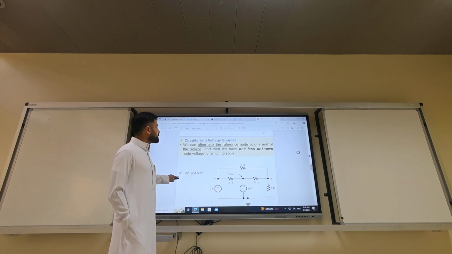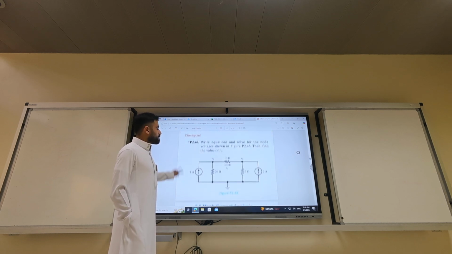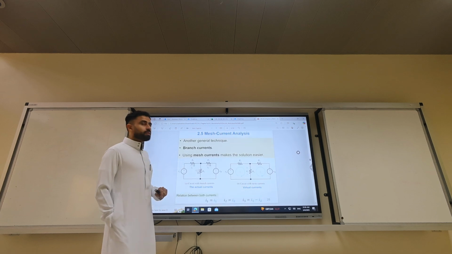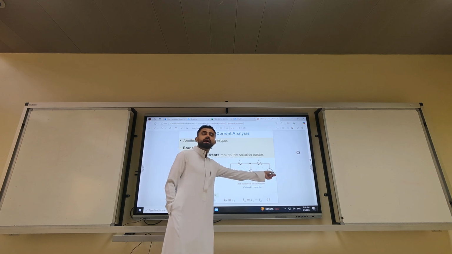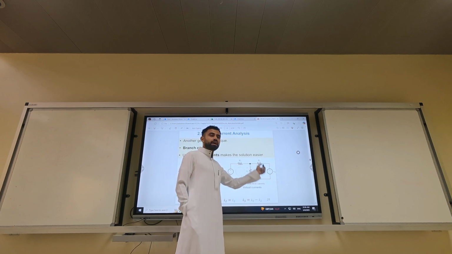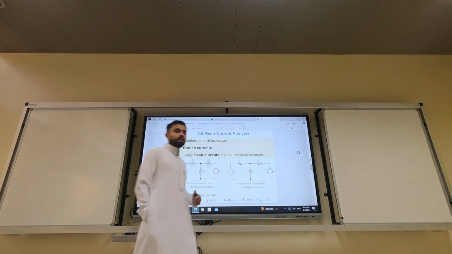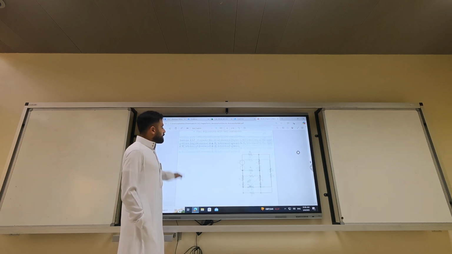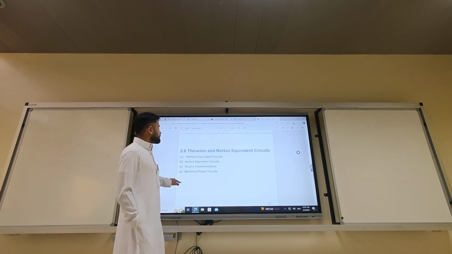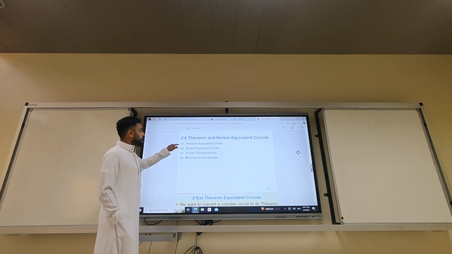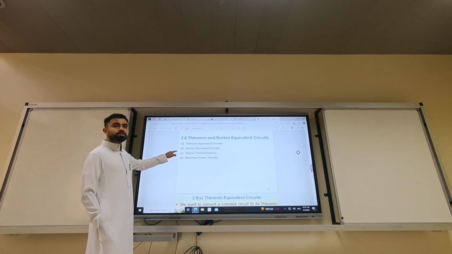Then we studied the mesh analysis, and we said the key about mesh is you have to look at the loops and you create fake currents IA and IB, IC. And if you have a current source, this simplifies the problem. Then, last time, we talked about Thevenin equivalent and Norton equivalent and source transformation.